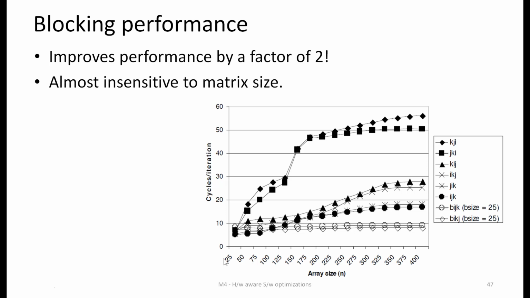Also, if we look at the performance of blocking with an increase in the matrix size, more or less the performance is consistent. It's not increasing with the matrix size. So independent of what the cache block size is underneath and what the actual matrix size is, if you go for blocking, you are more or less assuring that the maximum performance for this matrix multiplication is achieved.